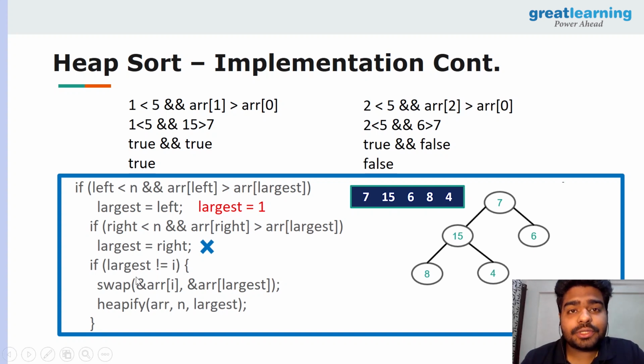Now, let's move to the next if condition. What is happening? Largest is not equal to I. Okay, largest, what was the value? 1. 1 is not equal to I. I is nothing but 0, right? So yes, it is not equal. That means that's true. So we have to come down to this swap method, right? Let's see what is happening in this swap method. Okay, I have just explained that this is true.